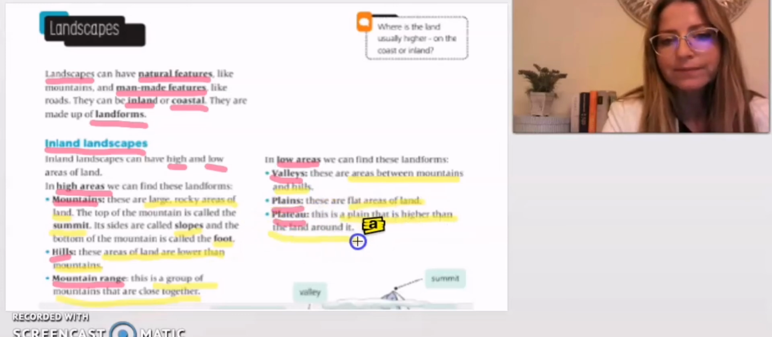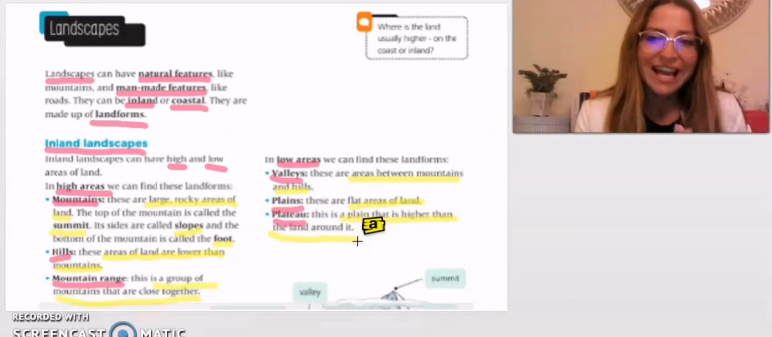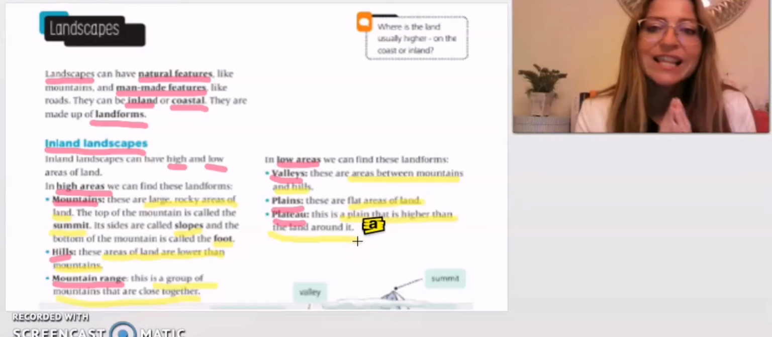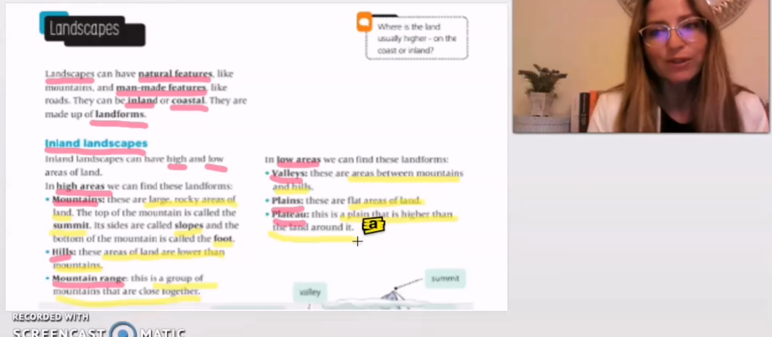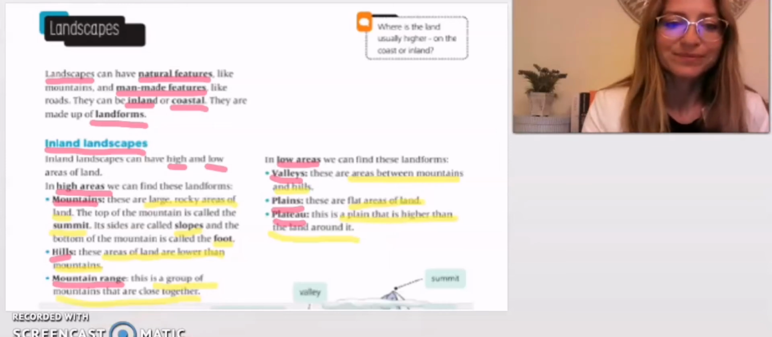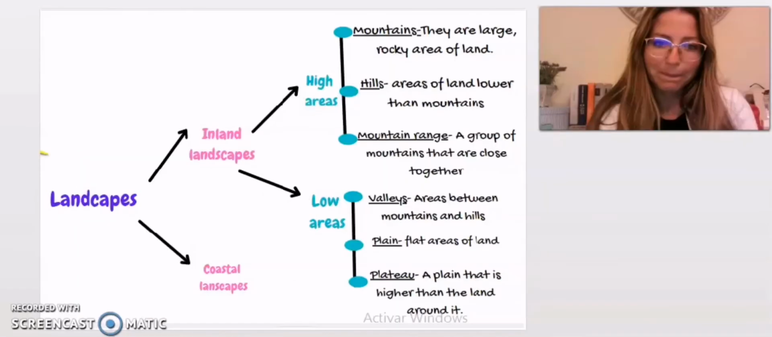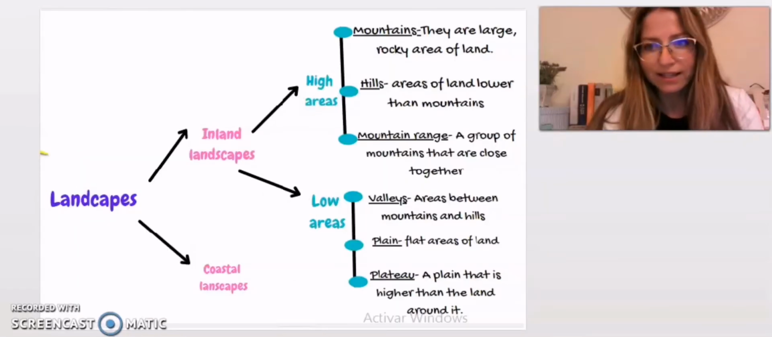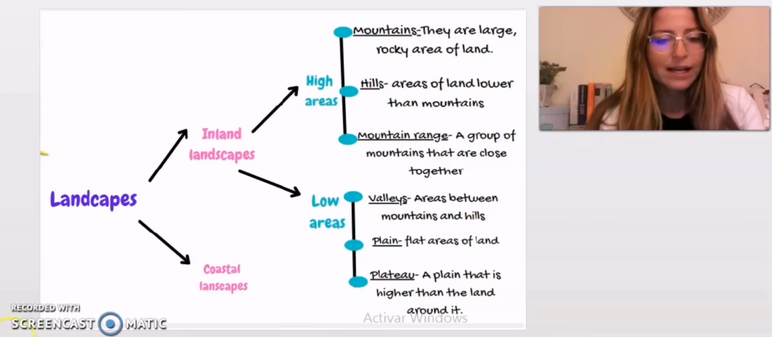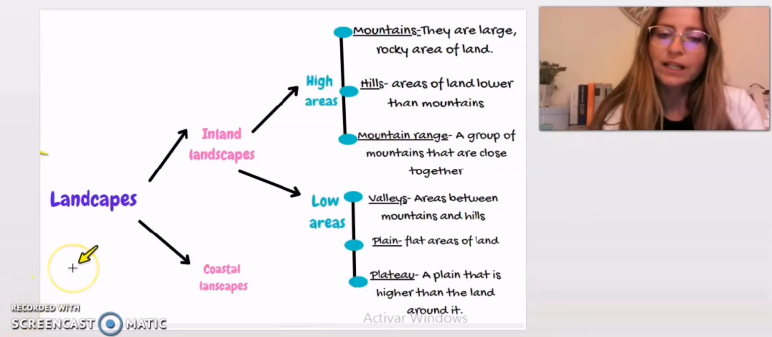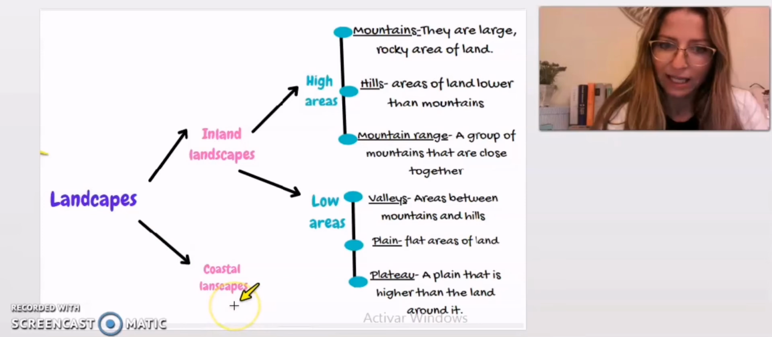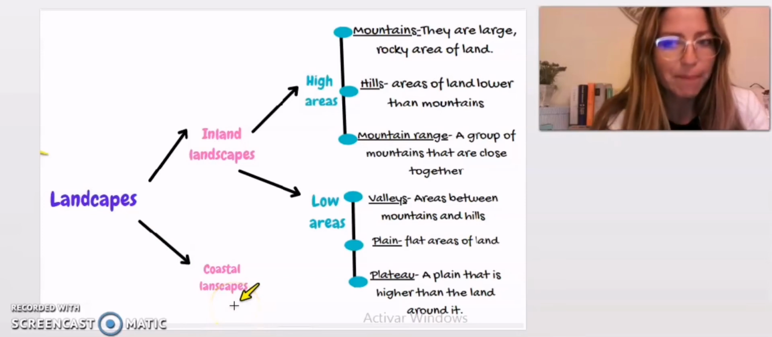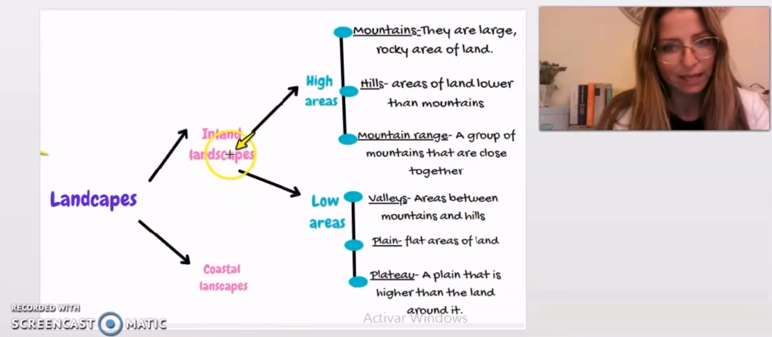So this is our text. We underline the keywords and we underline important information. Now we have to make a diagram. Well, this could be an example of landscapes. In this text, we learn about landscapes, and there are two types of landscapes, inland landscapes and coastal landscapes. But this text is about inland landscapes.